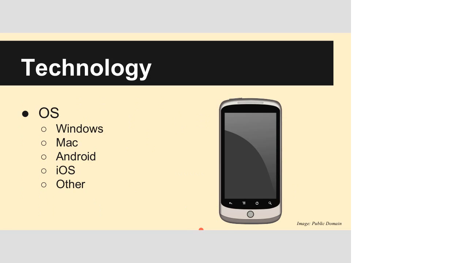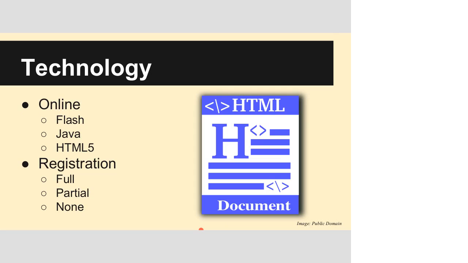The things to consider are technology and operating systems. You have a wide variety of operating systems from Windows to Mac, Android, iOS, Linux, whatever. There's a lot of things to consider there. So you have to be careful in knowing that they work on various devices. You have different technology, Flash, Java, HTML5. All of those are different forms that are not accessible on all devices. Registration, full, partial, none. So I like to work with no registration. Makes it the easiest for the students.